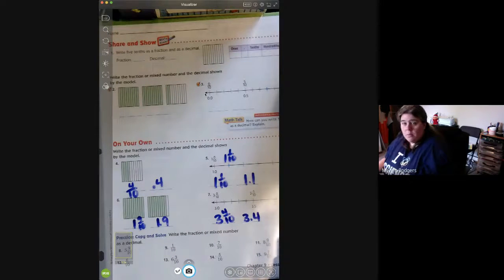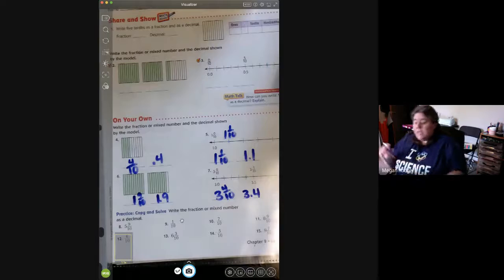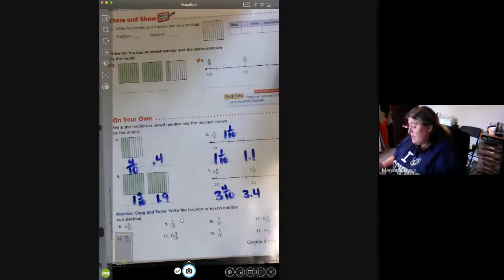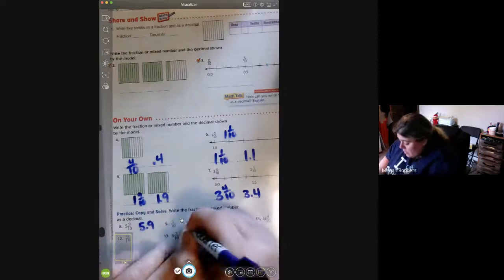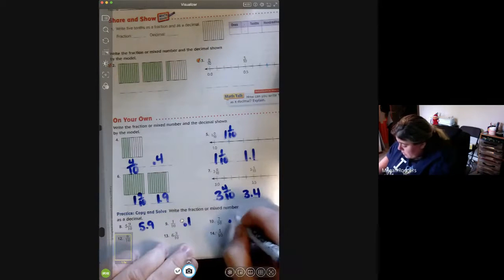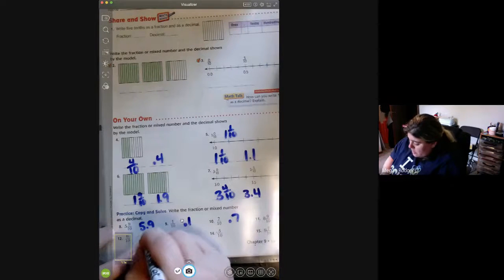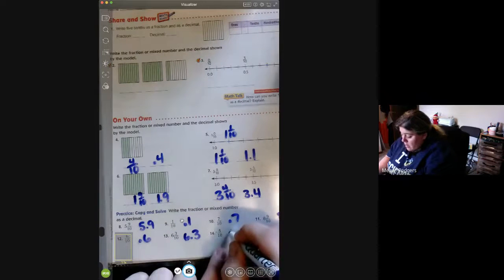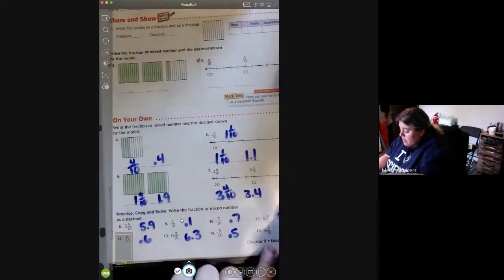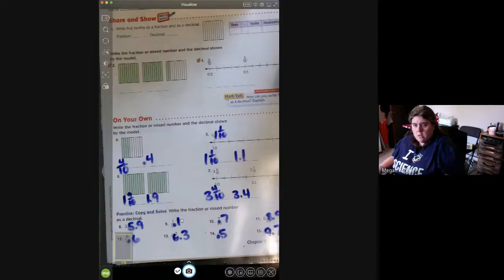So hopefully you were able to get through those fairly easily. So now let's try these ones at the bottom. So they gave us a bunch of fractions or mixed numbers, and we have to write it as a decimal. So this is 5.9, 0.1, 0.7, 8.9, 0.6, 6.3, 0.5, and 9.7.